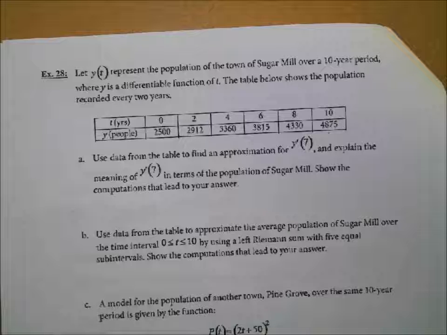So, the integral of the rate gives you the net change, okay? Letter B gives you the average value. The net change means the total change that happened between this time period and that time period. How much does the population change by between those two time periods? Letter B is asking for the average value.